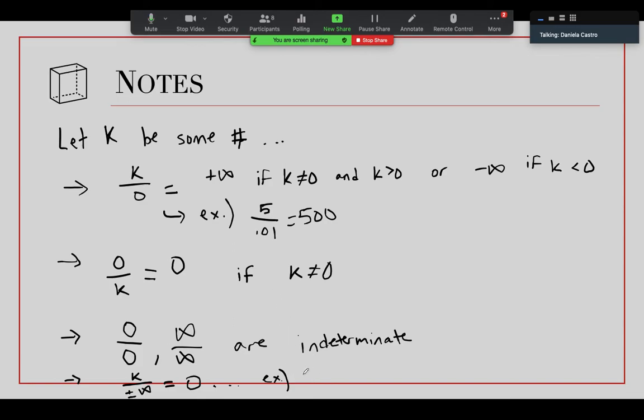Let's say I flip that top problem. So now it's 5 over 1,000. I'm going to get a really small number. It's going to be 0.005, I believe. Oh, just 2 zeros.